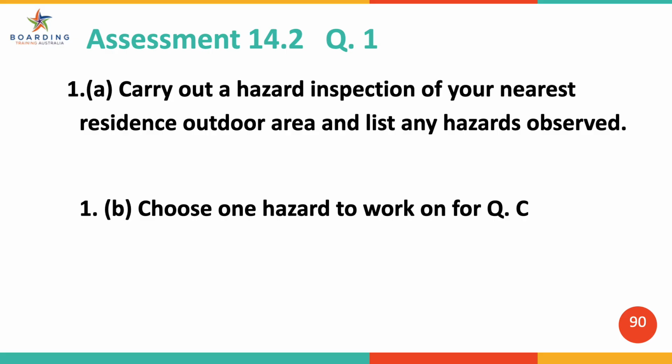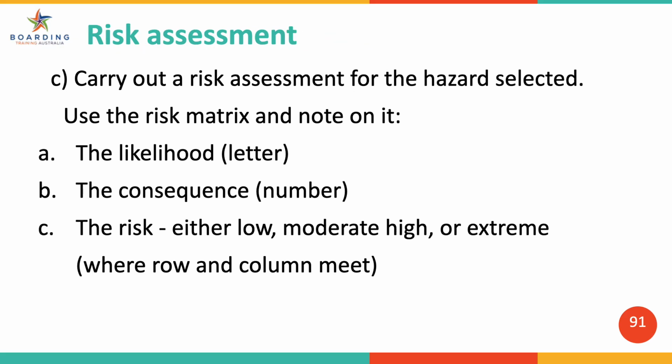So look for things like tripping hazards, a hose across a path or a paver that's sticking up or a hole in the playing area. Look for overhead hazards like air conditioners sticking out, any hazard where you think a young person could get injured. And choose one of these hazards to work on for part C of question 1.